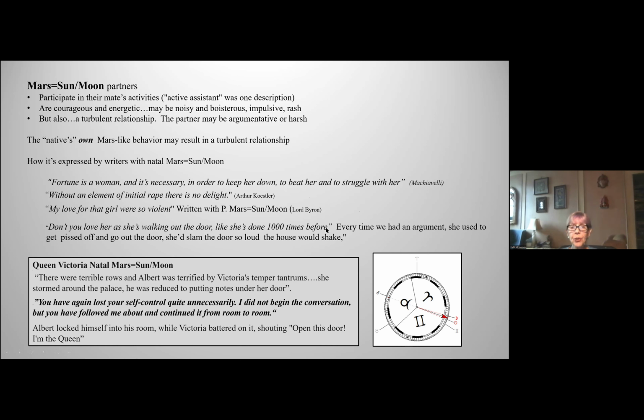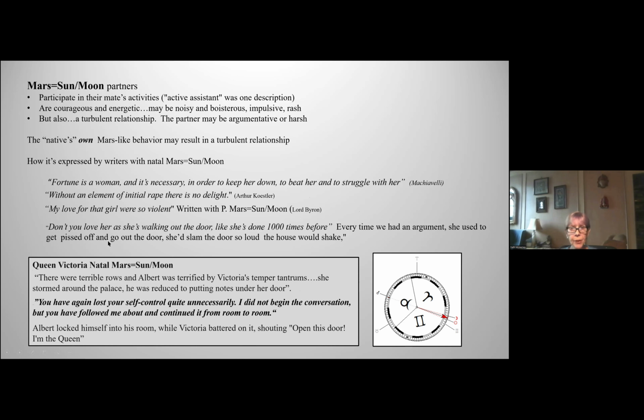All of these writers had Mars equals Sun Moon. Fortune is a woman, and it's necessary in order to keep her down, to beat her and to struggle with her. That's Machiavelli. Another author: without an element of initial rape, there is no delight. This was written by Lord Byron when he had progressed Mars equal the Sun Moon midpoint. My love for that girl were so violent.